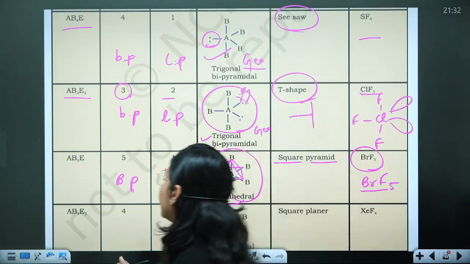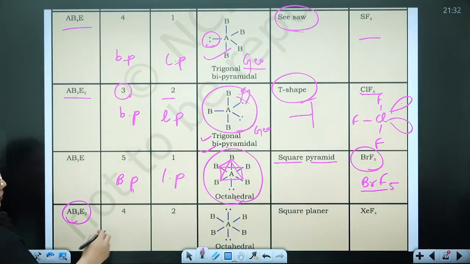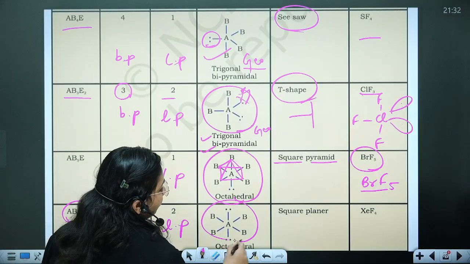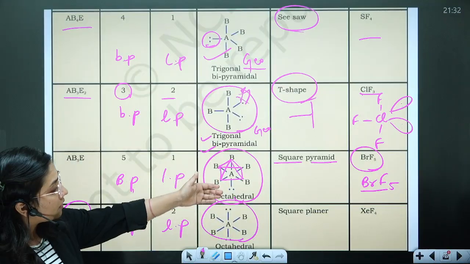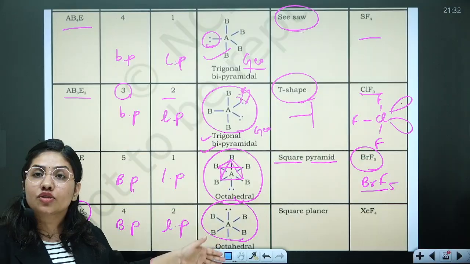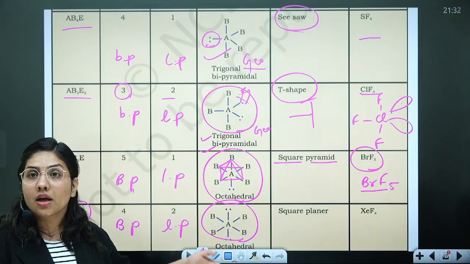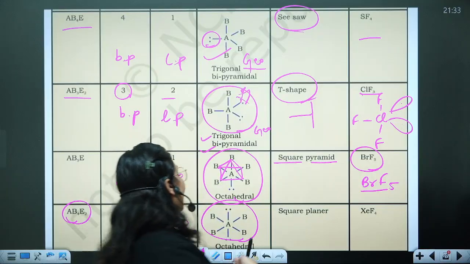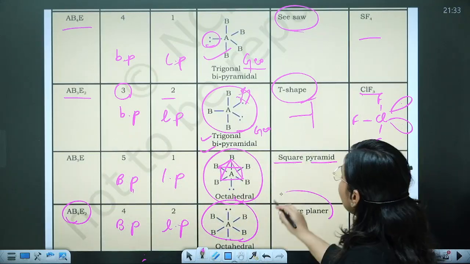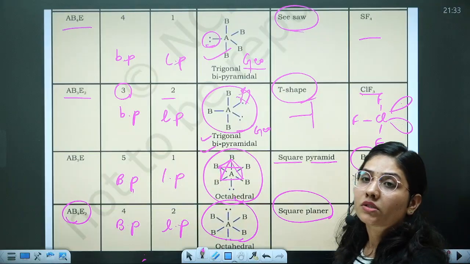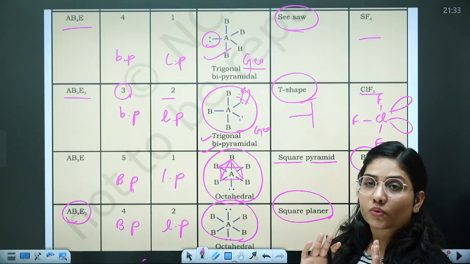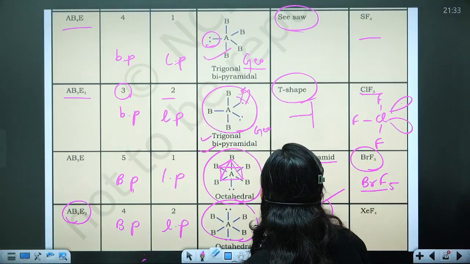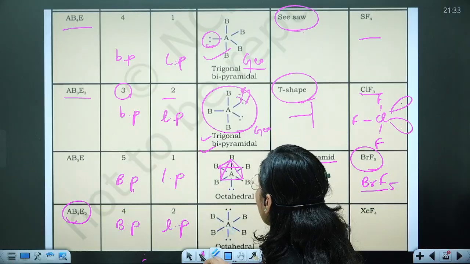Last one, see here, AB4E2. It means 4 bond pairs, 2 lone pairs. They could be arranged like this. Again here the geometry is octahedral, meaning the arrangement is like an octahedral structure, but there are 2 lone pairs. Cover them, and when you cover them, you will be able to see the square planar shape. So the shape is square planar, while the geometry is octahedral.